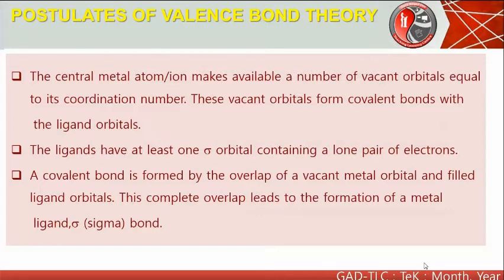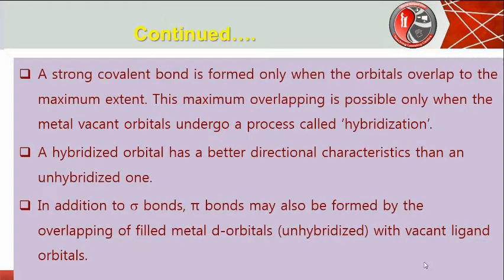Postulates of valence bond theory. The central metal atom or ion has a number of vacant orbitals equal to its coordination number. These vacant orbitals form covalent bonds with ligand orbitals. The ligand has at least one sigma orbital containing a lone pair of electrons. A covalent bond is formed by the overlap of a vacant metal orbital and a filled ligand orbital. This overlap leads to the formation of a metal-ligand sigma bond.